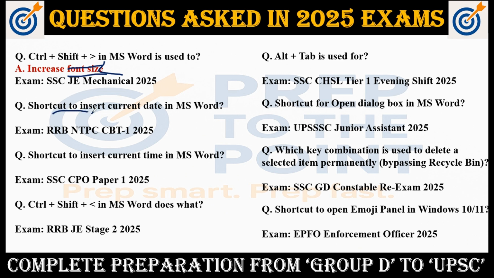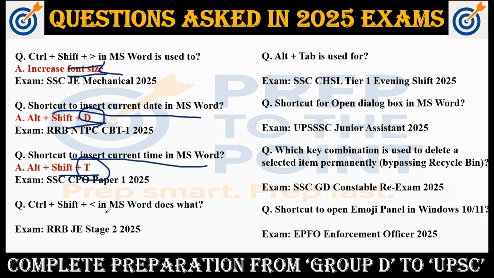Shortcut to insert current date in MS Word. Alt Shift D to insert current date. To insert current time in MS Word, Alt Shift T. Alt Shift D for date, Alt Shift T for time.